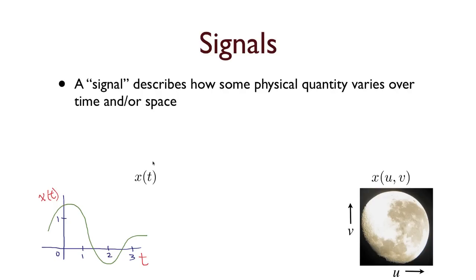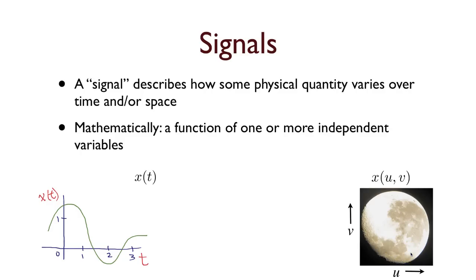Now recall that a signal describes how some physical quantity varies over time and or space. So it could be the pressure that's being received at this microphone, for instance, and how that varies with time, which conveys my voice. So on the lower left here, I have an example of a signal where along the axis we have the time variable, and so we see the amplitude varies with time. And on the right, I have a picture of the moon, and this shows how the signal is varying over space.